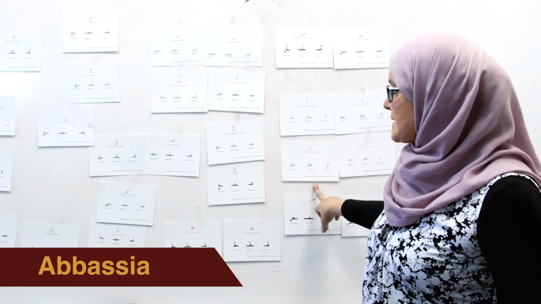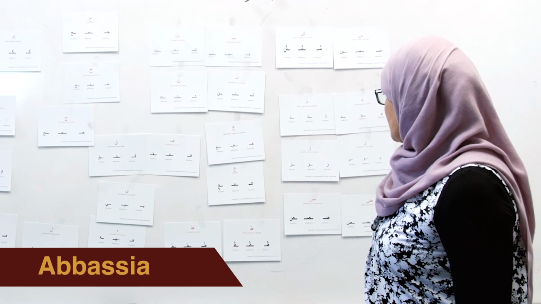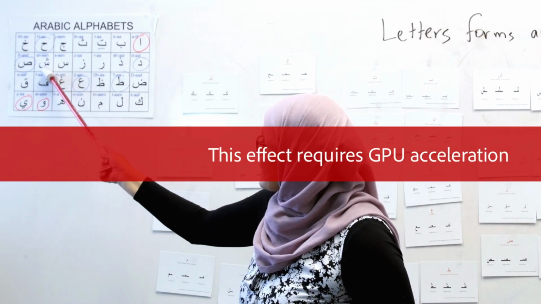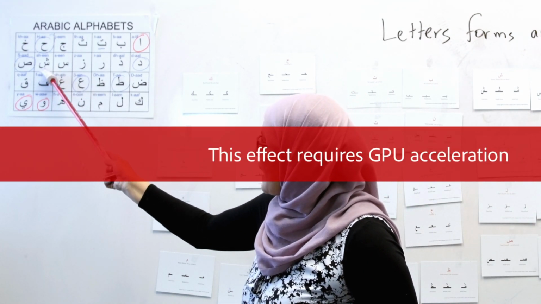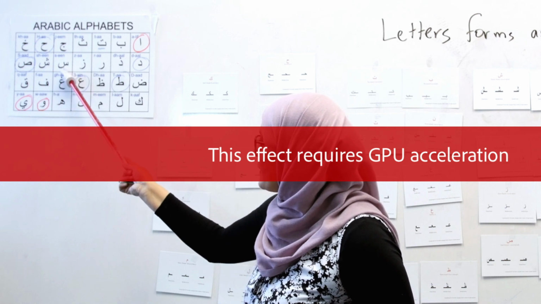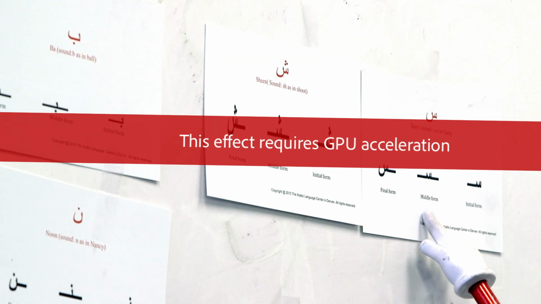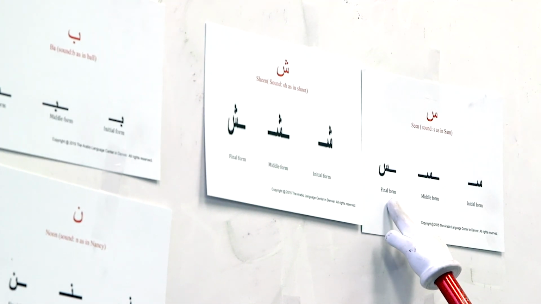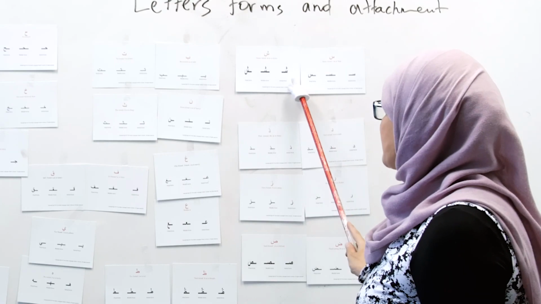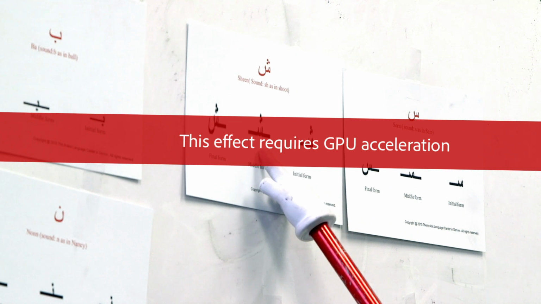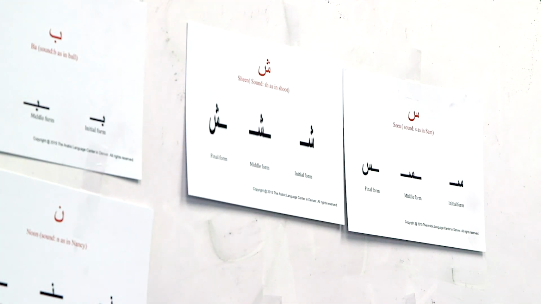We are going to the sin and the shin. This circle, or the half of the circle, they are gone. If you see them here, it's just straight. There is no circle in the initial form and the middle form, and the final form comes back. The same thing applies to the sh, initial, middle, and final form.